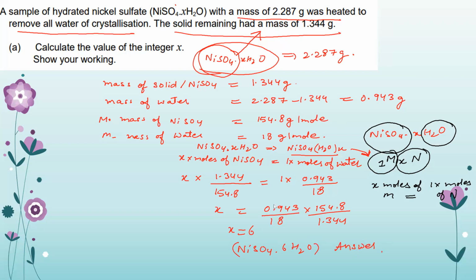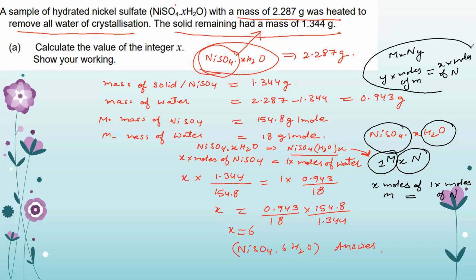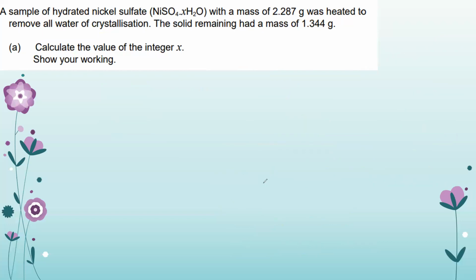So I did nothing. Just I have used this simple trick. This much M, X, Y, N, Y. Y times moles of M equals to X times moles of N. So I have used this trick and I got the answer. Hope this is clear. Now let us move to the next question.